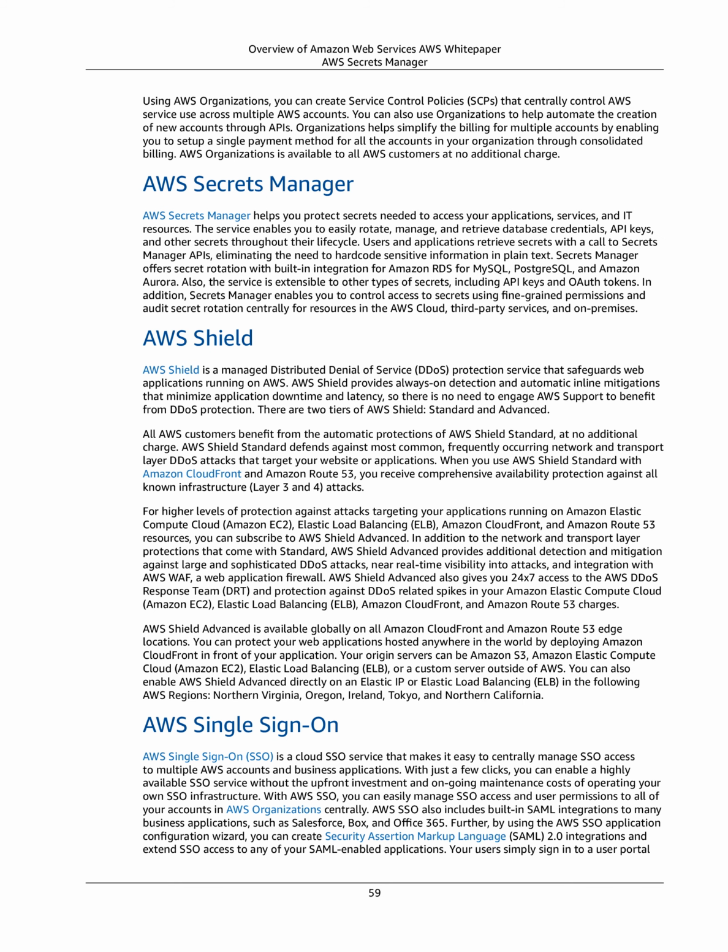With AWS SSO, you can easily manage SSO access and user permissions to all of your accounts in AWS Organizations centrally. AWS SSO also includes built-in SAML integrations to many business applications, such as Salesforce, Box, and Office 365. Further, by using the AWS SSO application configuration wizard, you can create Security Assertion Markup Language, SAML 2.0, integrations and extend SSO access to any of your SAML-enabled applications.